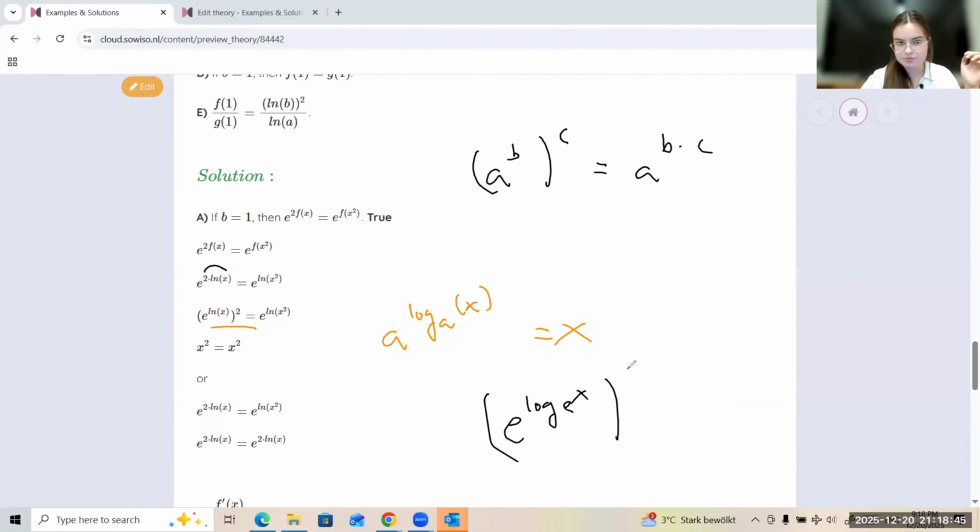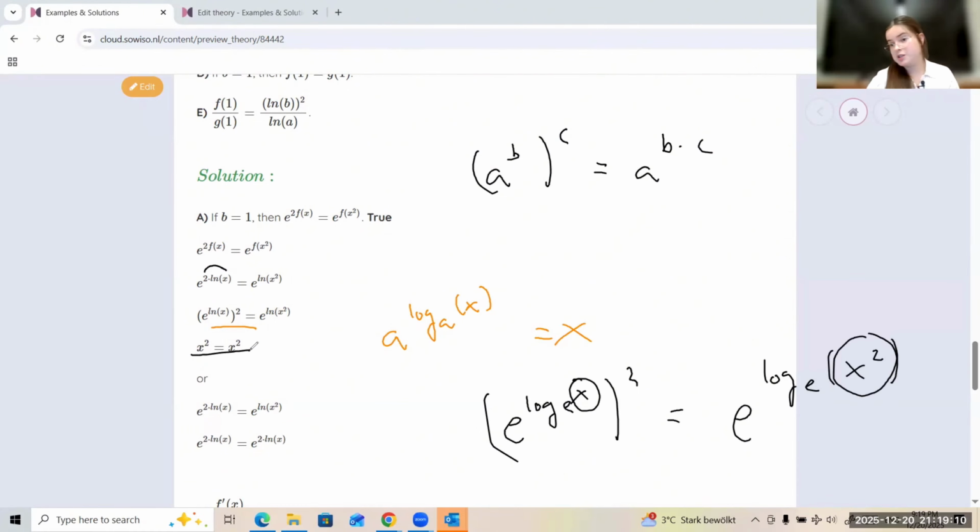To the power of 2. And this becomes e logarithm e x to the power of 2. So using this rule, we just bring down this part. So we bring down the x, it's squared, it's after the brackets. You make sure you note it. And then here you bring x squared down already with the square. So x squared is equal to x squared.